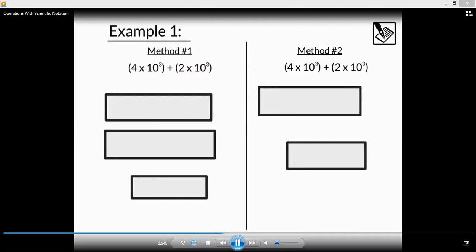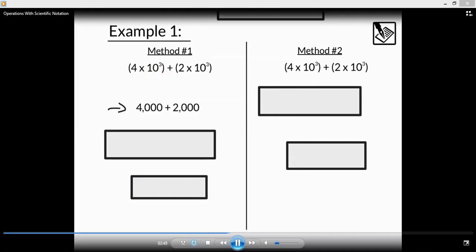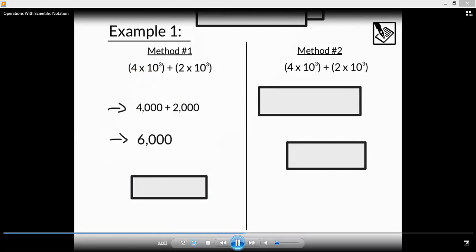4 times 10 to the power of 3. The answer will be what? It will be 4,000. 2 times 10 to the power of 3 will be 2,000. We will add them together. Then it will be equal to 6,000.